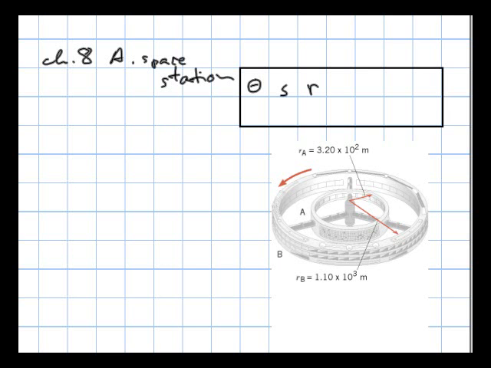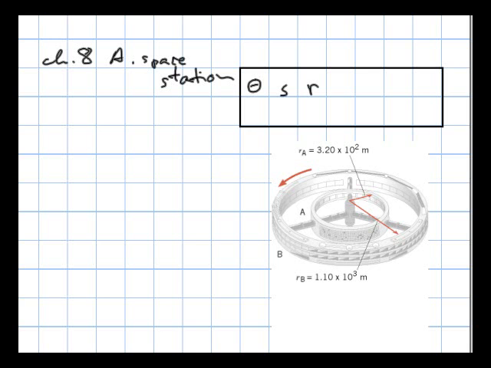This is problem A in chapter 8 about the space station, and this is what it says. A space station consists of two donut-shaped living chambers, A and B, that have the radii shown in the drawing. As the station rotates, an astronaut in chamber A is moved 2.40 times 10 to the second meters, or 240 meters, along a circular arc. How far along a circular arc is an astronaut in chamber B moved during the same time?